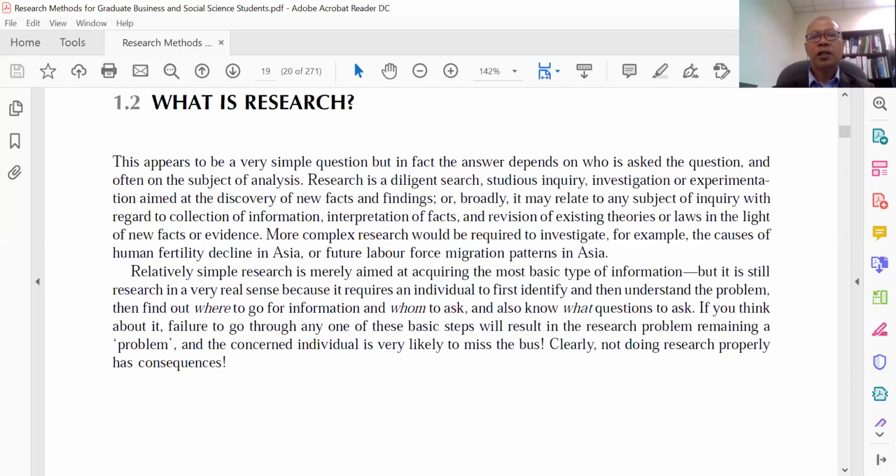So broadly, research is related to any subject of inquiry with regard to the collection of data and information, interpretation of facts, and revision of existing knowledge, existing theories, existing principles or laws in light of new empirical evidence or new facts.